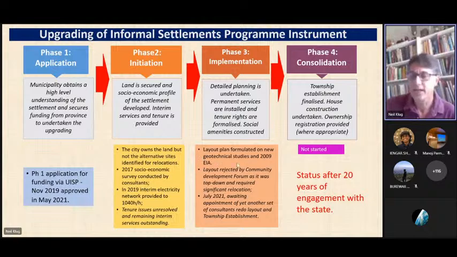They produced a layout that was rejected by the community because it basically would have required too many people being forcibly relocated. And so we're still now waiting for a new set of consultants to come into the project. And that's where we are. So they haven't started phase 4 and they've done some aspects of phase 3.